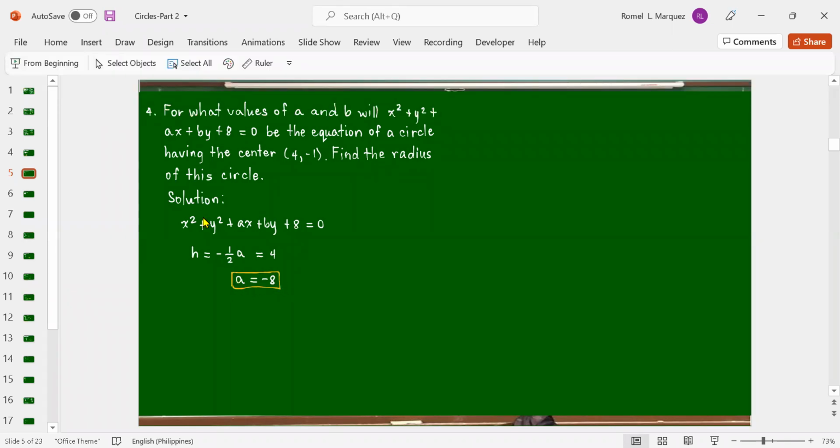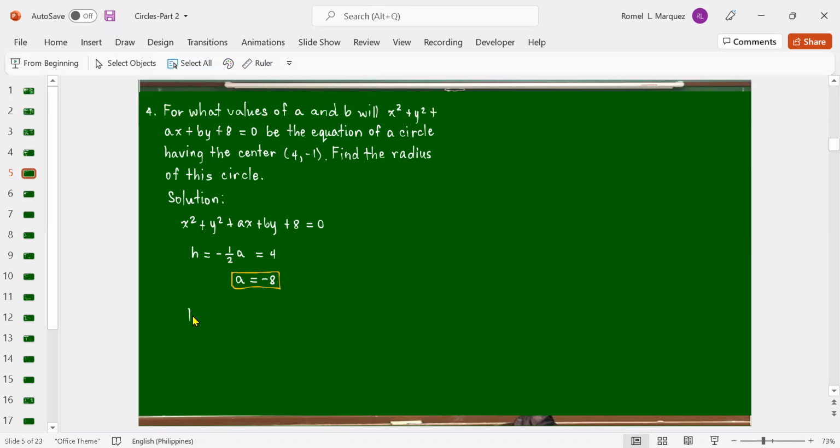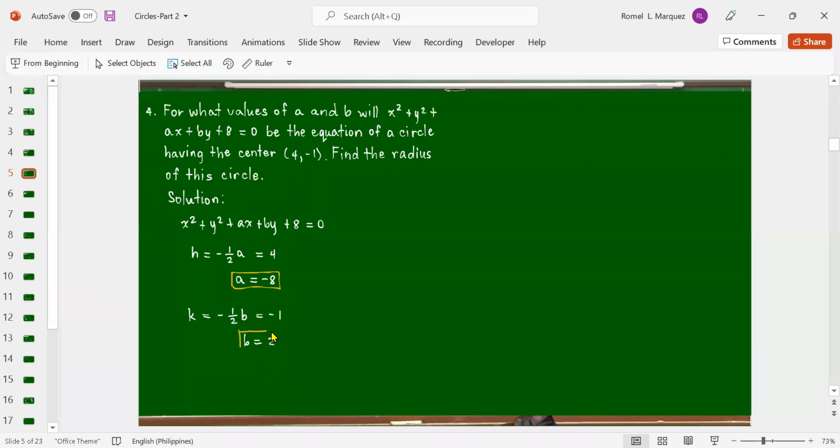What about k? K is equal to negative 1/2 the coefficient of y, and that is b. So we have negative 1/2 b. Since we're given the center and its y coordinate, or the k, is negative 1, we say that b is equal to 2. Okay? So these are the values of a and b respectively, negative 8 and positive 2.